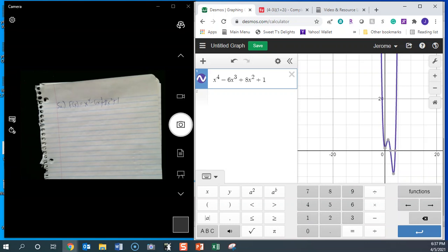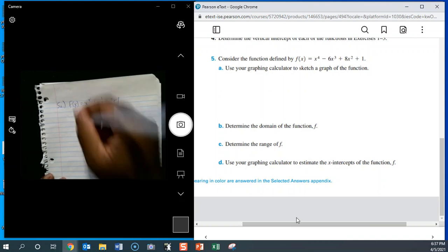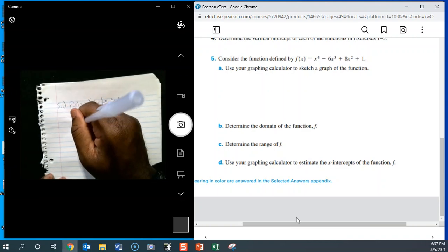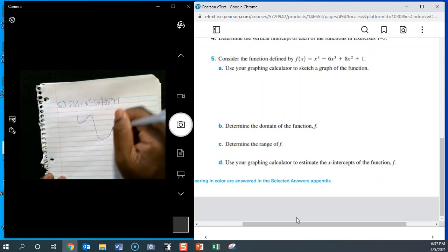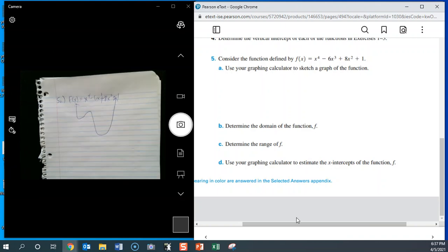All right, now let me pull the textbook back up. It says use your graphing calculator to sketch a graph of the function. So we have that. Or we could actually draw it, just to do a little sketch. Doesn't have to be anything fancy. Somewhat like that. Just put some arrowheads on there.